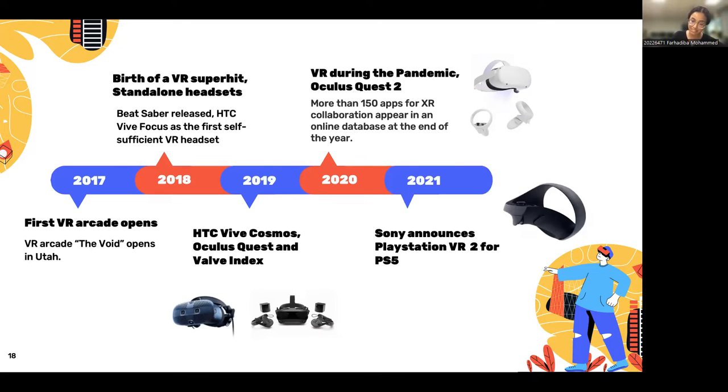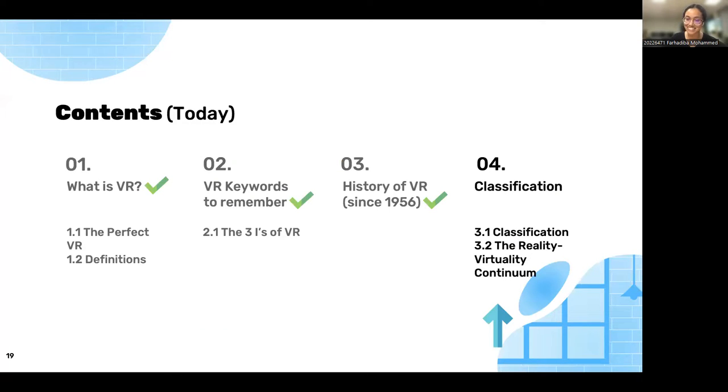And then finally, in 2021, Sony also announced the PlayStation Virtual Reality 2 for the PlayStation 5. With that, we gladly conclude our history session for virtual reality. I will use the remaining time to talk about the classification and the reality-virtuality continuum.